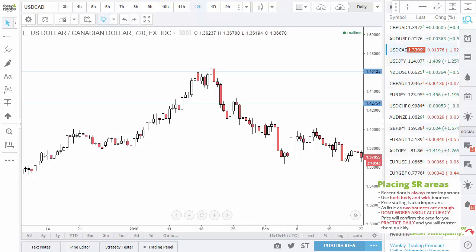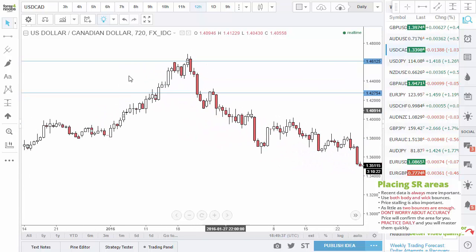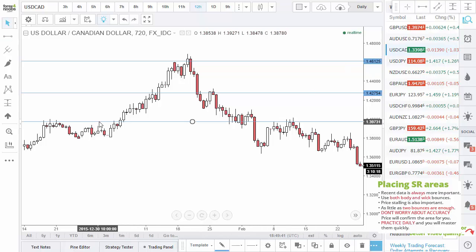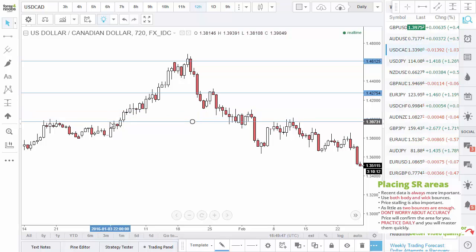Remember how I said price stalling is important? Price stalled around here, and then it bounced from here. There is no distance between support resistance areas. It doesn't matter. You just place support resistance areas where you see them. There's no specific distance between them. Next one.